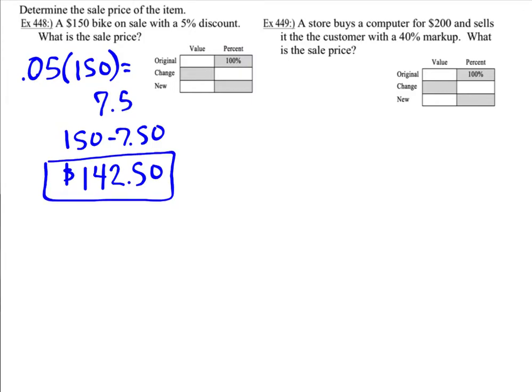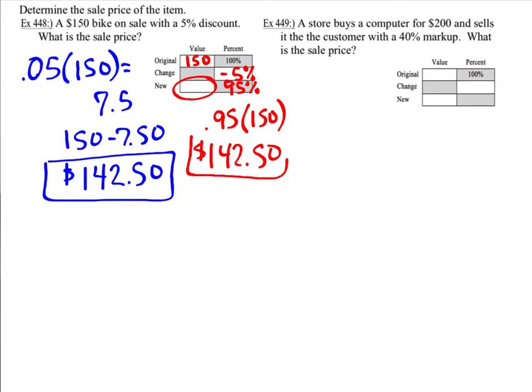Now, using the ratio table, the original price is $150. The change is going down 5%. That means that we are actually going to pay 95%. So I just need to find 95% of 150. Well, that's 0.95 times 150, and that comes out to be 142.50. So the ratio table, when you have the percent information, you can do your adding and subtracting over there.